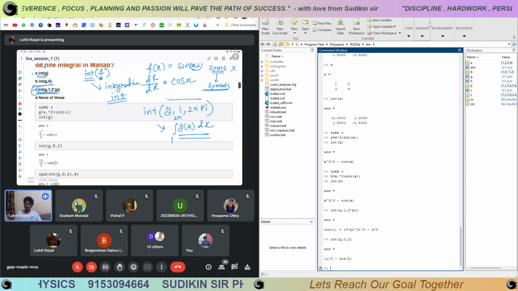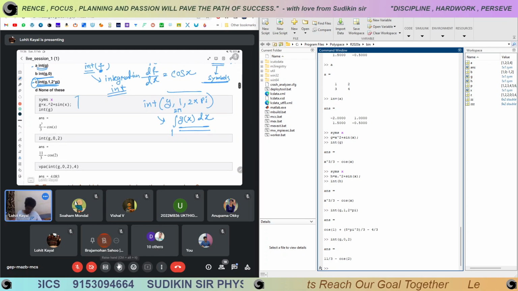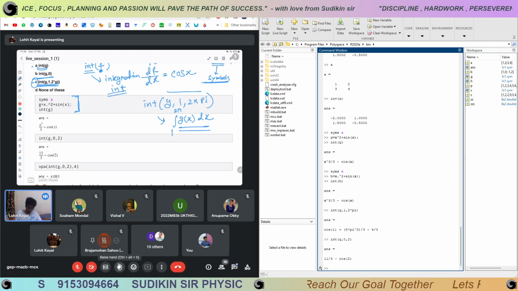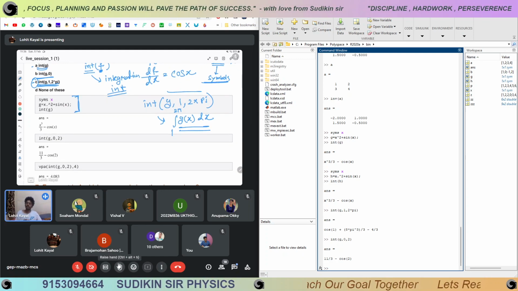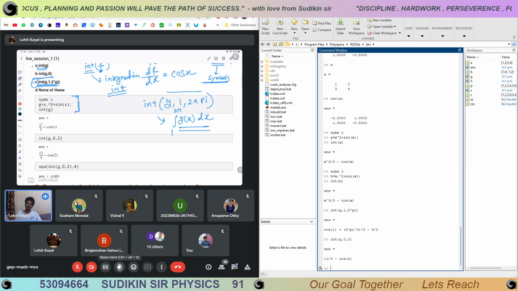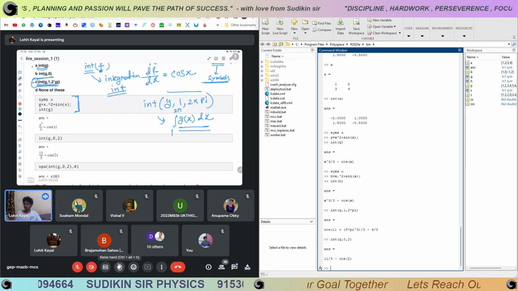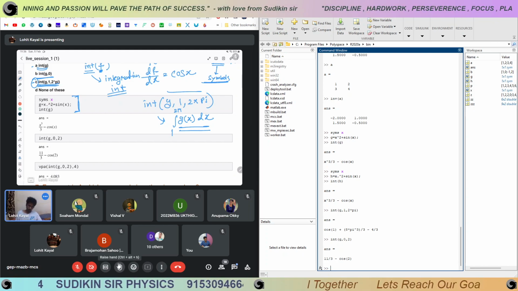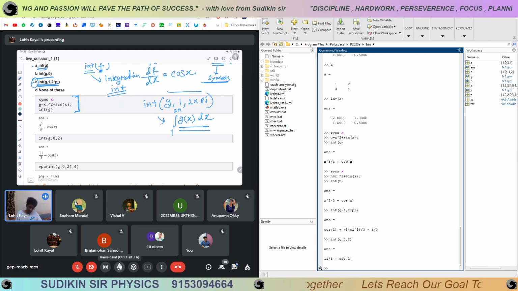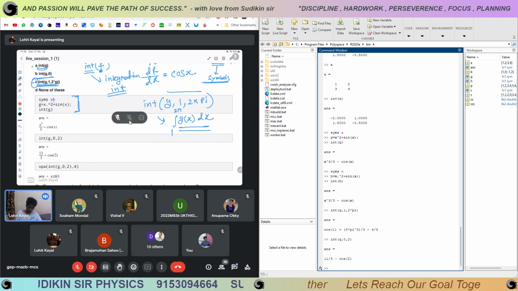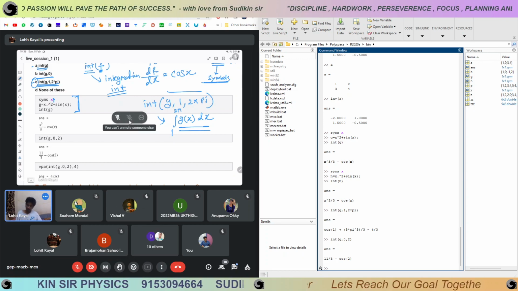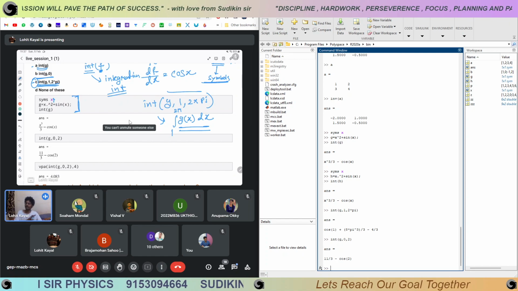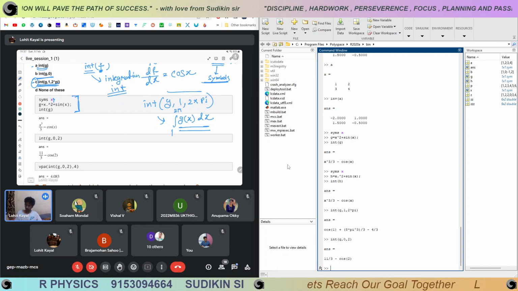Now let's go to the code. So this is the code. I have already told you that I have to mention to MATLAB that x is a symbolic variable. It is not any number. So syms x. When you write syms x, it will turn purple. That indicates MATLAB is now considering it as a symbolic variable.